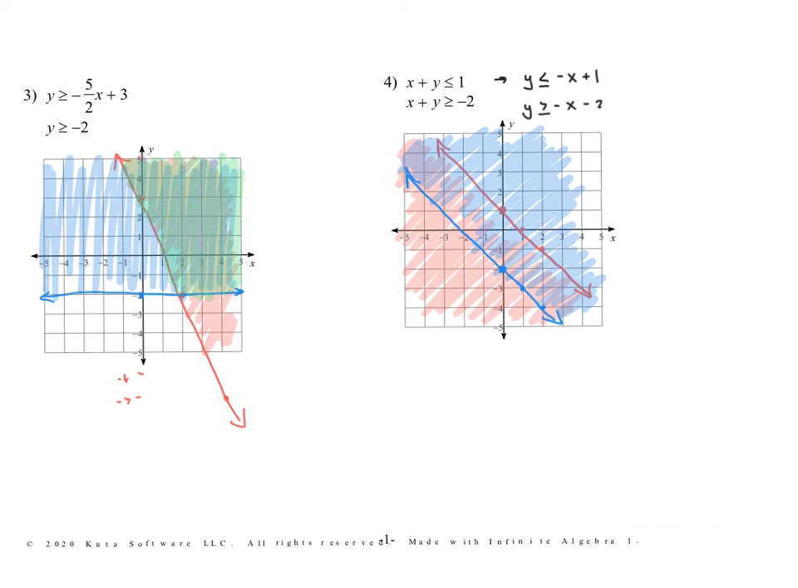Now you should be able to see quite clearly and easily where these two shaded regions overlap. I'm just shading completely above and completely below. That way you get a better idea. But as you can see, the shaded region where both of these overlap is right in here. And that would be our answer, the area in between the two lines.